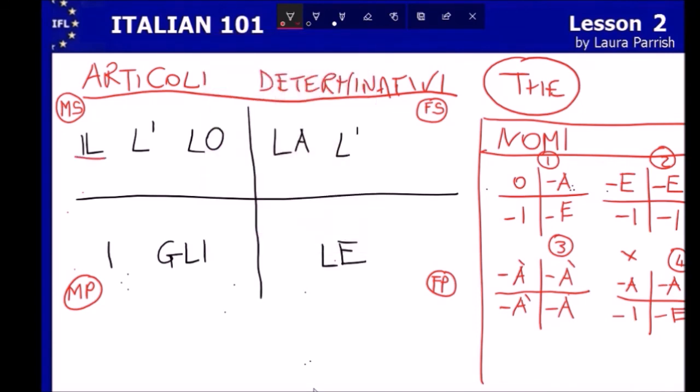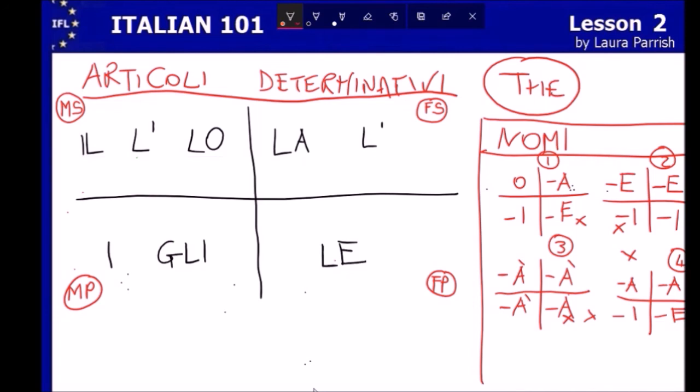You have the articles il, l'apostrophe, and lo: three masculine singular articles. You have two feminine singular articles, they are la and l'apostrophe. Two masculine plural and one feminine plural. So the feminine plural is pretty easy. When you have a feminine plural noun, no matter which pattern it belongs to, it is always le.